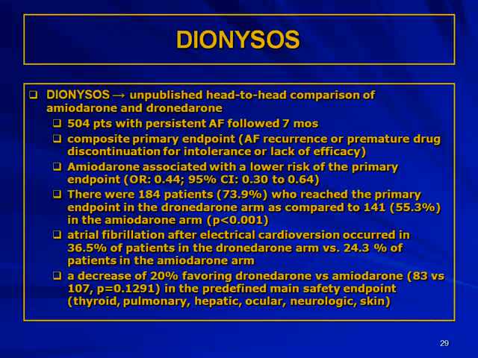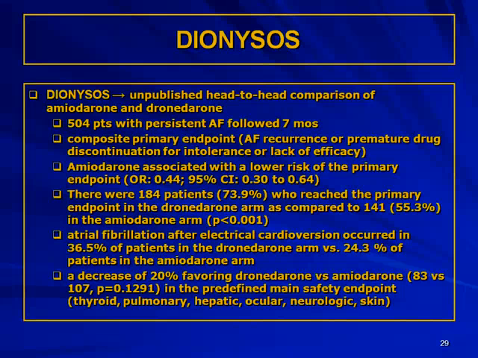The composite endpoint was recurrence of AFib or premature drug discontinuance due to intolerance or lack of efficacy. Amiodarone actually had a better outcome in terms of fewer episodes of AFib, lower risk of the primary endpoint, which was statistically significant.